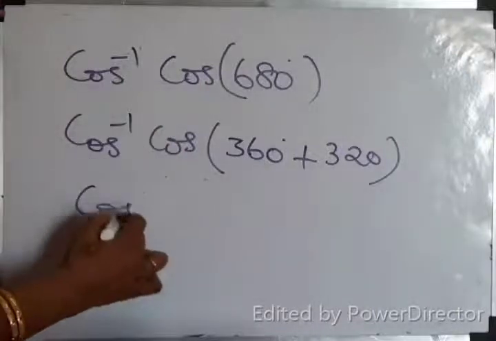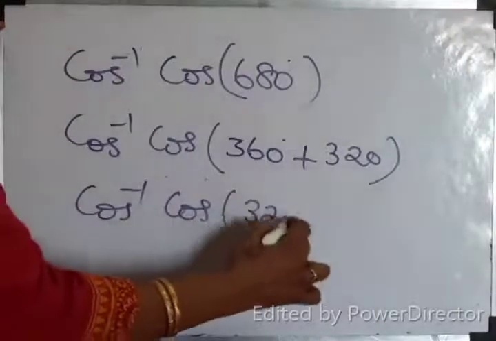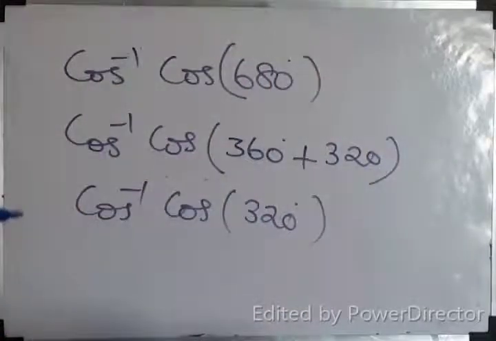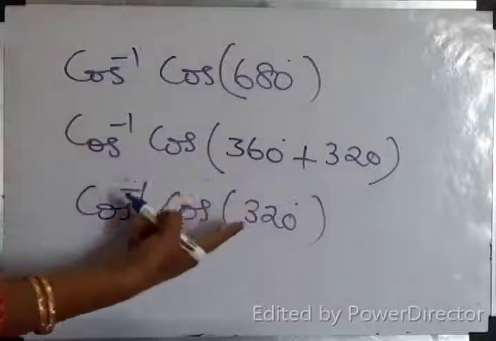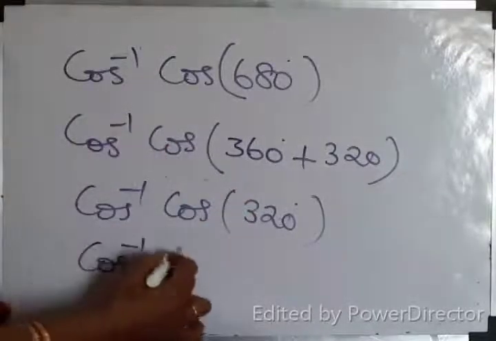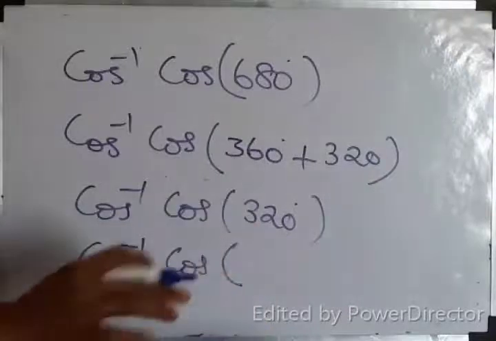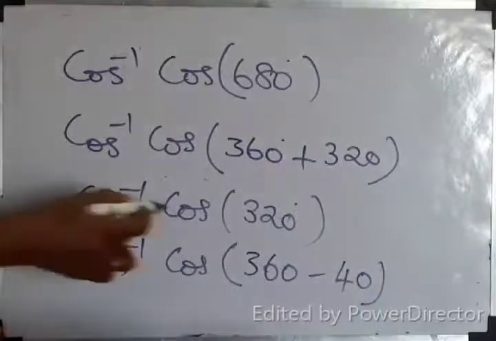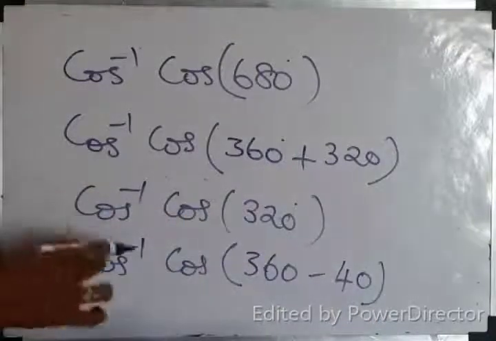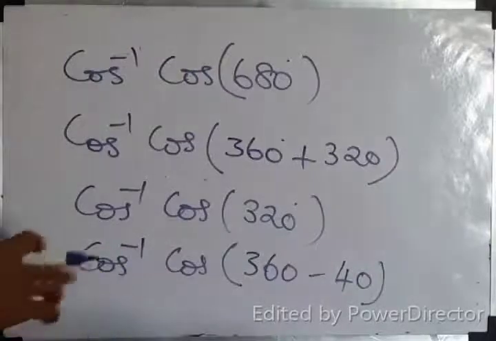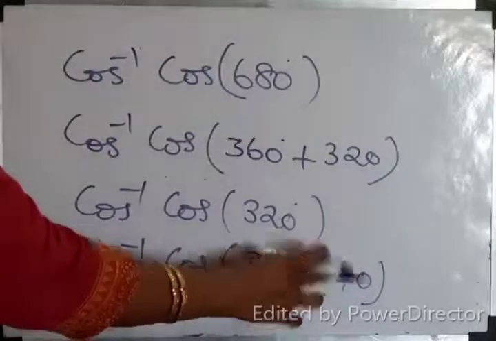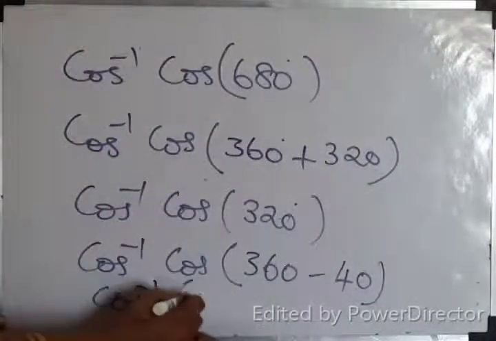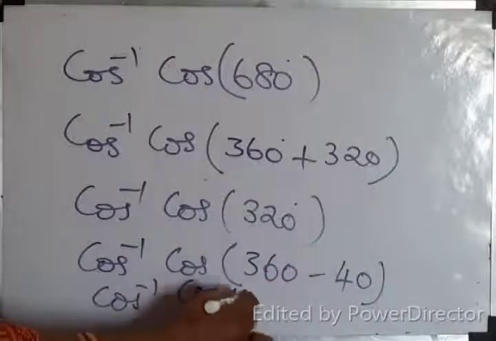Now this will be cos inverse cos 320. What is 360? A complete circle. Again it comes to 320 only. Now again 320 is also beyond the limit. So I can write cos inverse cos 320, and convert 320 to 360 minus 40. Correct? Now I will get cos inverse of cos minus 40. What is cos of minus theta? Cos theta. So cos inverse cos minus 40 will become 40.